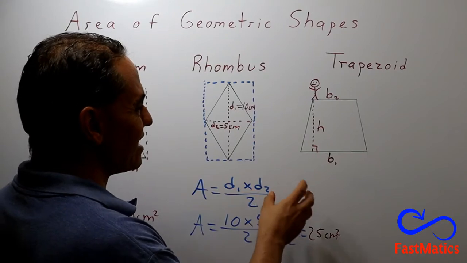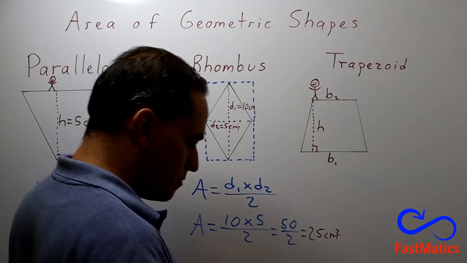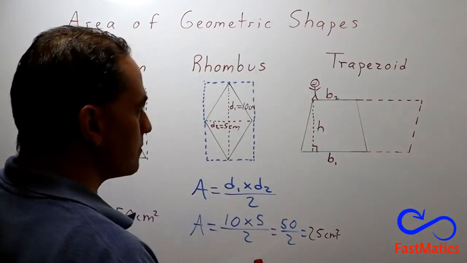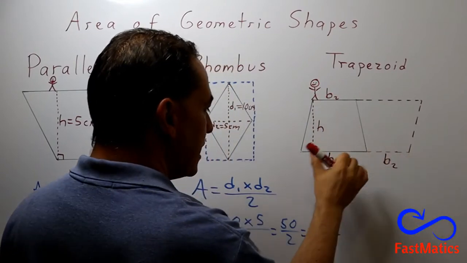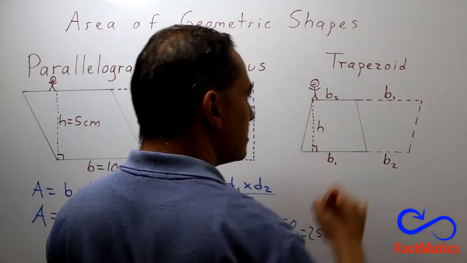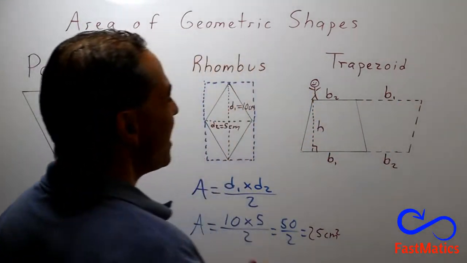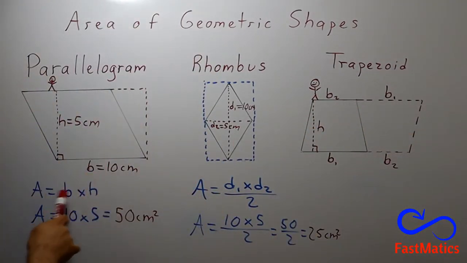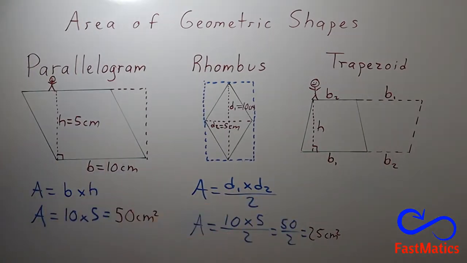imagine that we take the same trapezoid and we draw it, but like this. Can you see? Here we have base 2, which is the same. And here, base 1, which is the same. And here, the same height. So, we have the shape of a parallelogram. So, the formula will be the same for this shape. The area will be base times height.